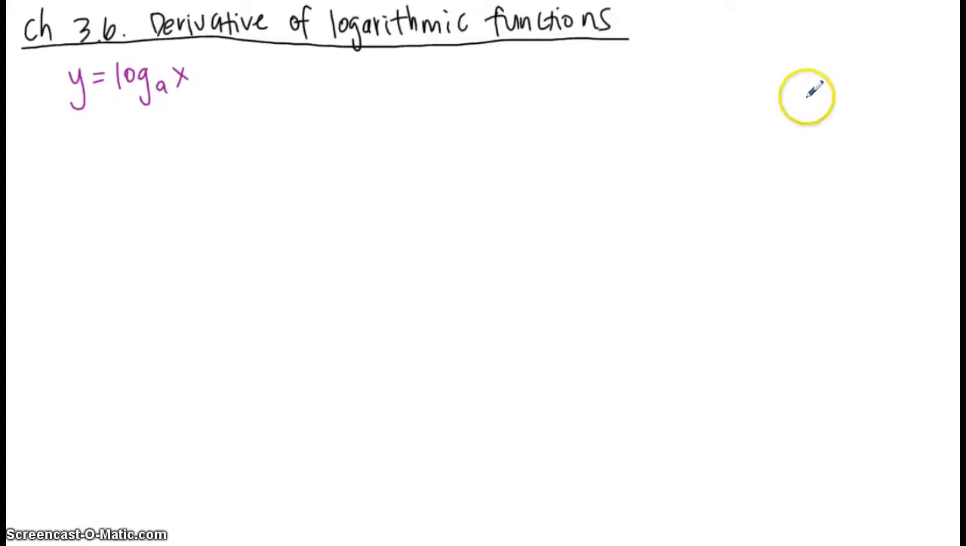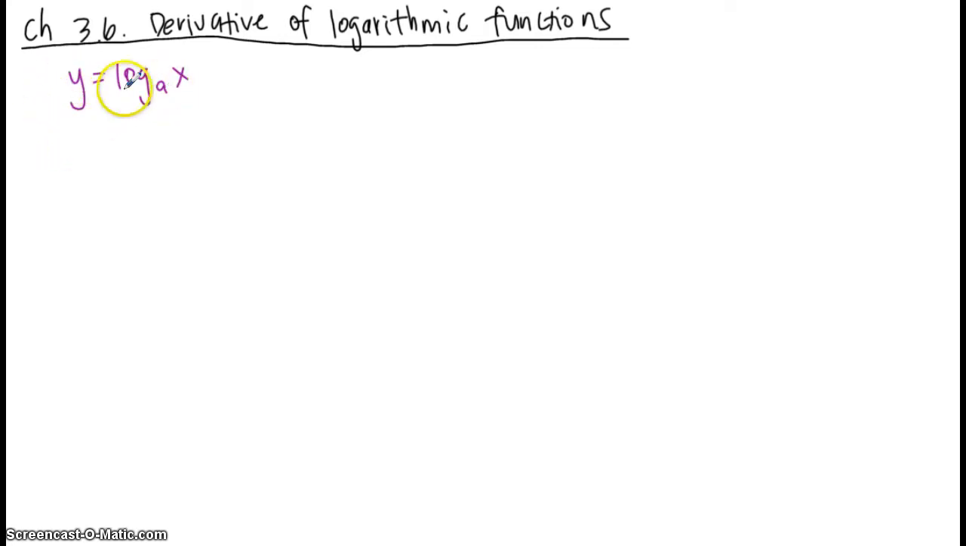Chapter 3.6, the derivative of logarithmic functions. So if we had a function like y is equal to log base a of x, what is dy/dx? Well, in order to find this, we don't actually know the formula or the theorem to find the derivative, but we do know how to find the derivative of an exponential. So what I'm going to do is change this to an exponential function.